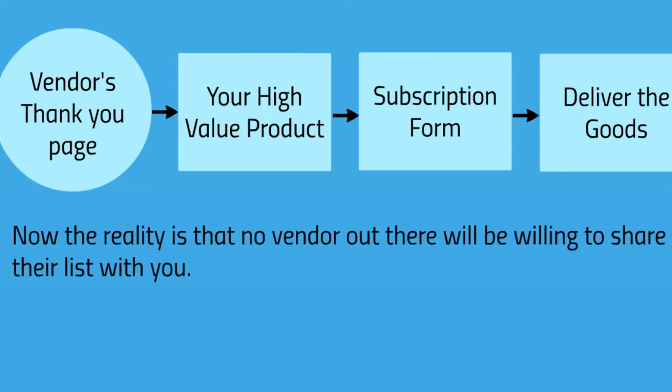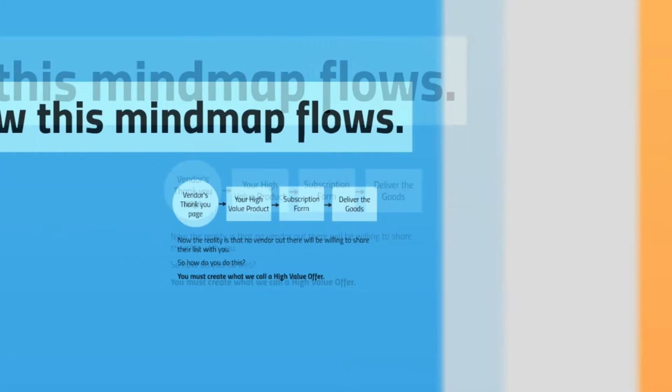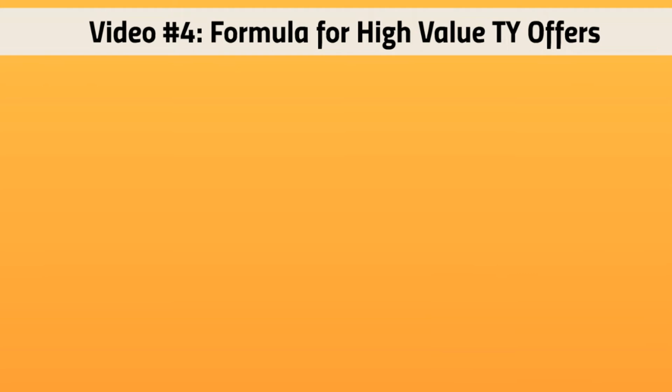Now, the reality is that no vendor out there will be willing to share their list with you. I will say that up front, no vendor out there is going to share their list with you. So how do you overcome this? How do you go about this? Well, you must create what we call a high value offer. So in this case, this is this right here. That's basically how that formula works.